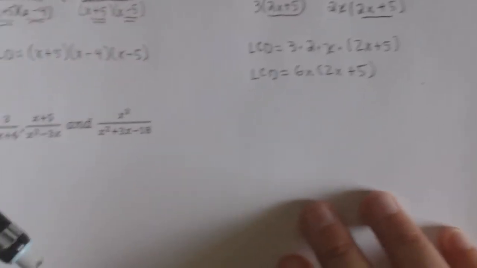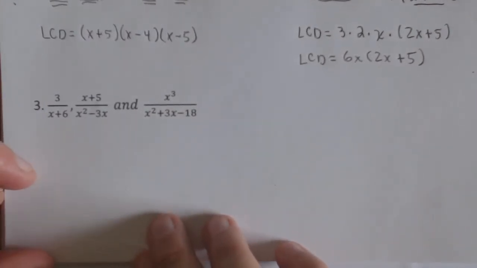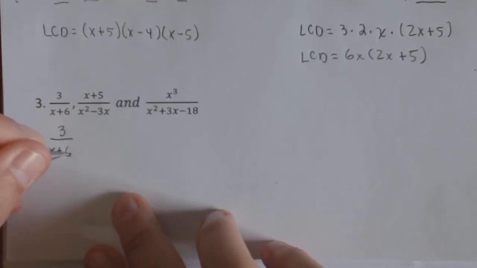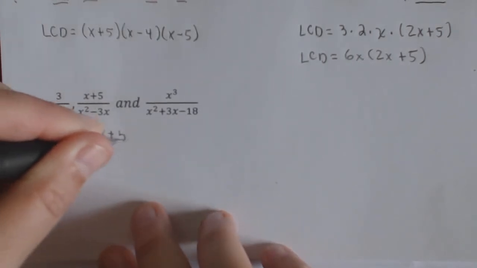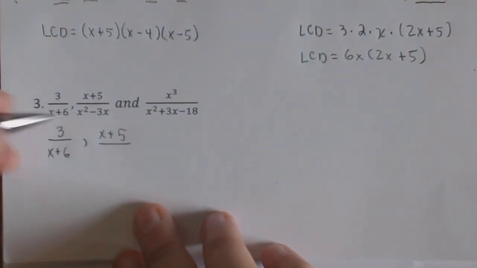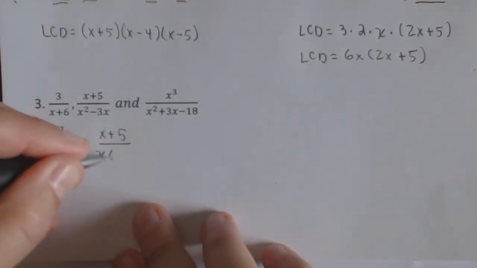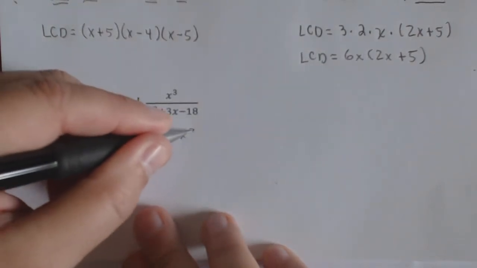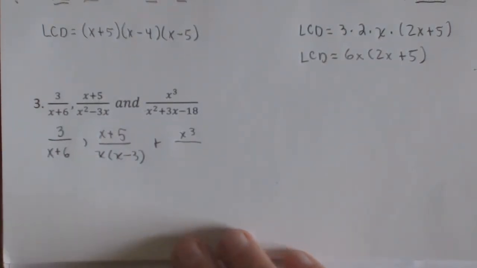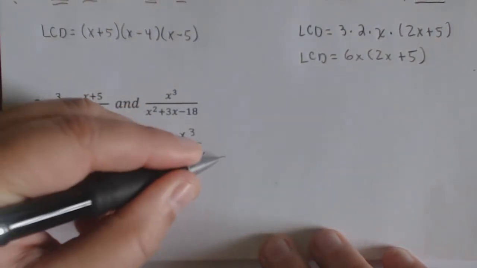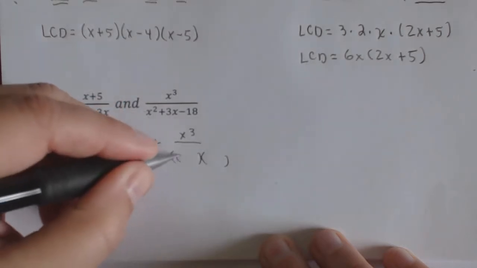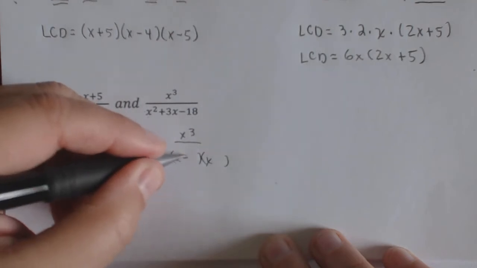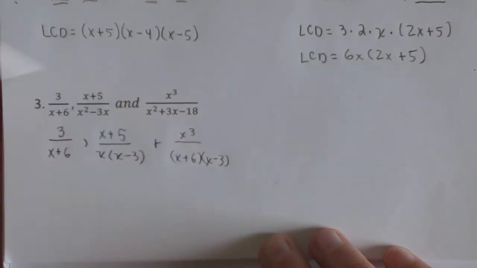Okay, again, you can also do this for more than 2. So again, first step, you would want to factor. 3 over x plus 6 doesn't need to be factored. x plus 5 over x squared minus 3x. Again, there's an x in common. So you pull the x out and you're left with x minus 3. And x cubed over x squared plus 3x minus 18, that factors into two binomials, x, and then what are the factors of 18 that subtract to be 3? That's positive 6 and negative 3.